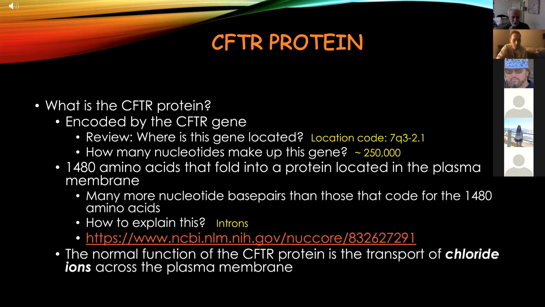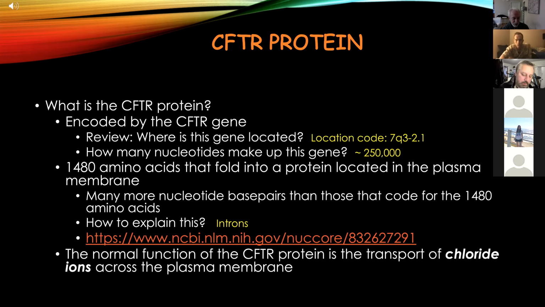Now, how many nucleotides make up this gene? About 250,000. So that's a lot. And those 250,000 nucleotides code for 1,480 amino acids that fold into a protein. Now that's many more base pairs than those required for 1,480 amino acids. Now, how to explain this? Well, the answer is introns, primarily introns.